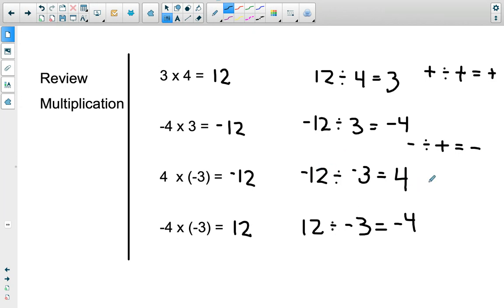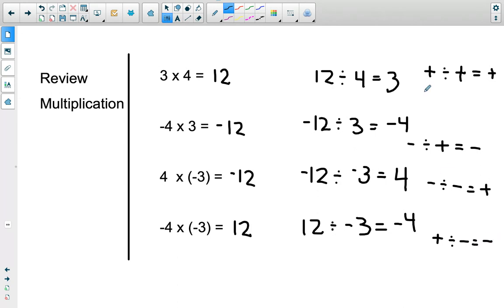Here I have a negative divided by a negative, and my answer is a positive. And lastly, I have a positive divided by a negative, and my answer is a negative.